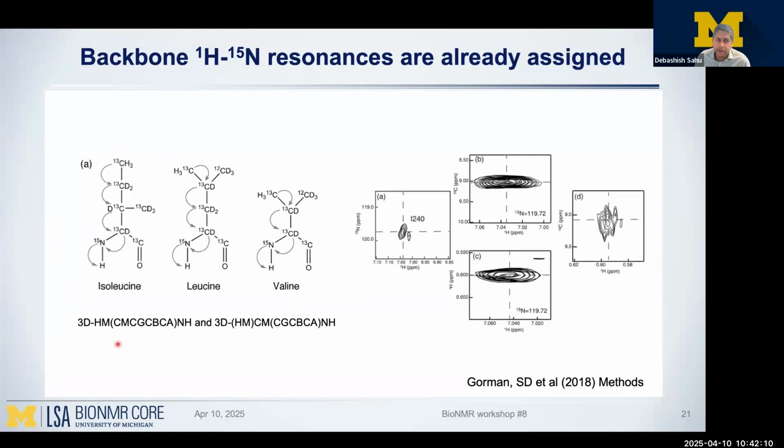So you run the combination of these two experiments. So basically, you start from the proton, go to this carbon, then move all the way down the side chain, then go to nitrogen, go back to proton. So you label everything. So there's a 3D experiment. So basically, you label this guy with your HSQC, then you label this guy with the HSQC. So these are the combination of those two. So basically, you can then connect those two to here.